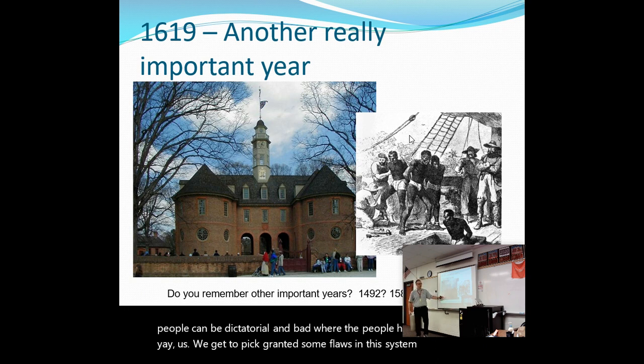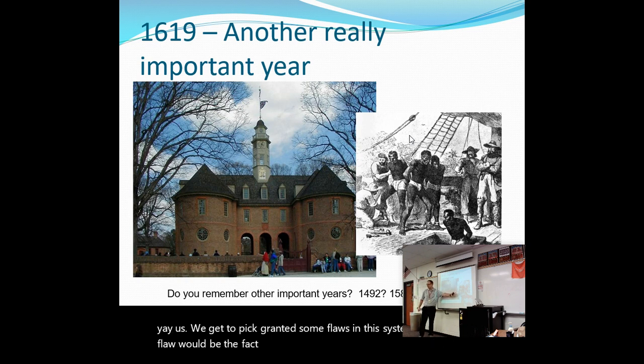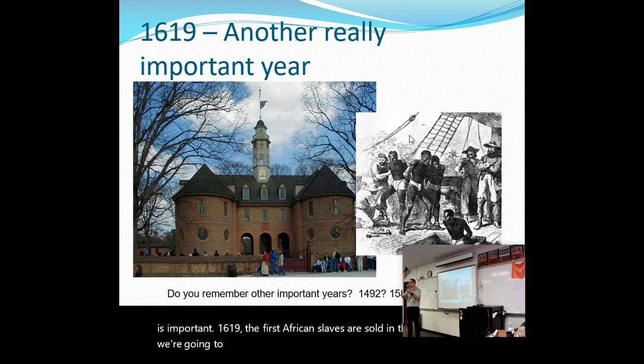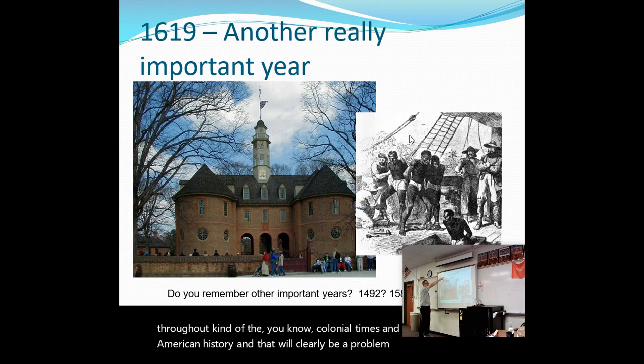And a major flaw would be the fact that, well, a lot of slaves start to come over. That's the other reason this is important. 1619, the first African slaves are sold in the colonies. And we're going to increase and increase and increase our number of slaves throughout kind of the colonial times and even early American history. And that will clearly be a problem. So 1619, important for a good reason, Virginia House of Burgesses. Bad reason, first African slaves are sold in the colonies.